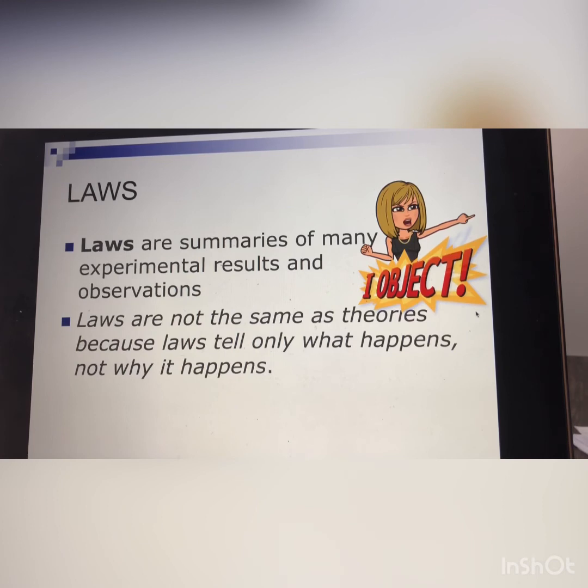Laws. So when we're talking about laws in science, laws are actually summaries of many experimental results and observations. What's important about laws is that laws are not the same as theories, because laws only tell what happens, not why it happens. So when we talk about laws, generally it's information that we found that other scientists tell us this is what's supposed to happen or this is what happens, but it doesn't explain why it happened, okay?